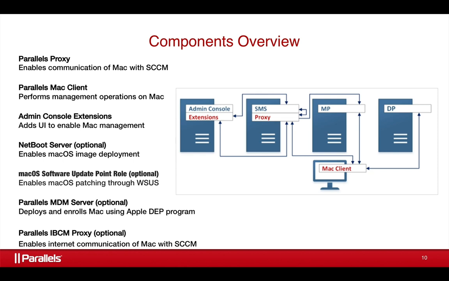Mac OS update point role, that's another optional piece for integration with WSUS for patching. We can bring in metadata. We bring in all the production catalogs from Apple. It synchronizes. We go to the All Software Update group area. We can see Apple patches that we can right-click on and deploy in the same way, including using ADRs. So very nice integration there.